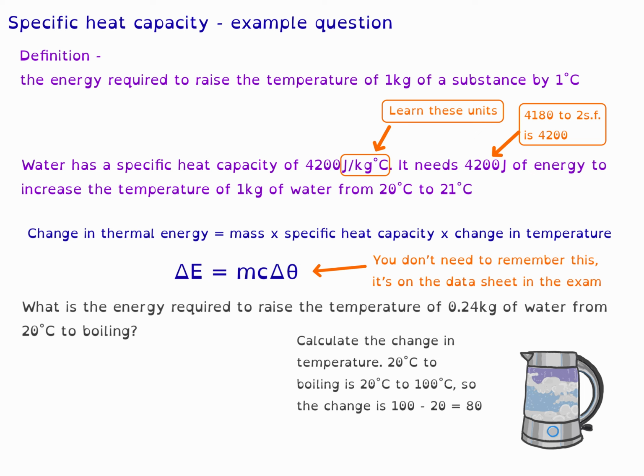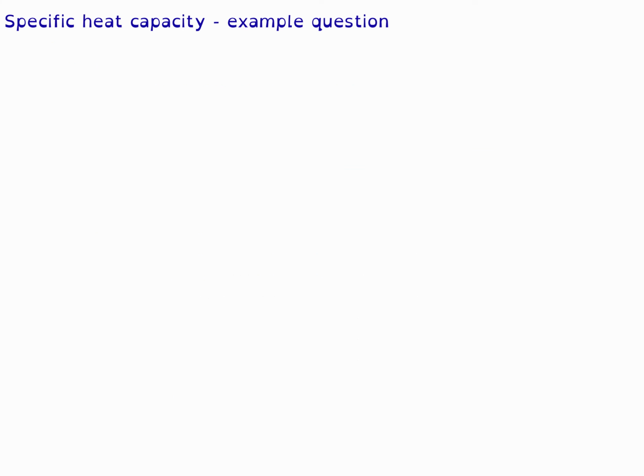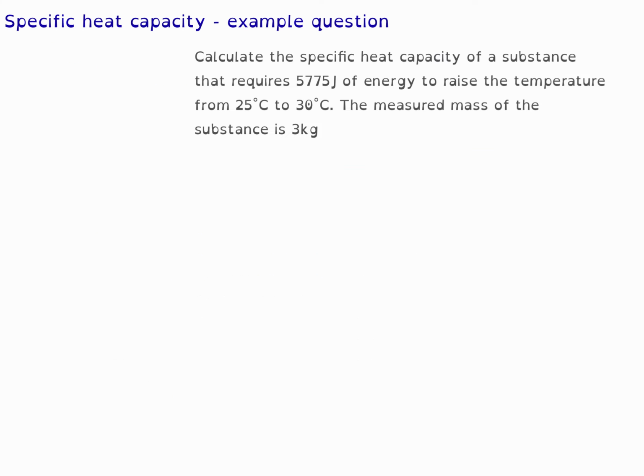Next, we need to write down our equation, which is ΔE equals mcΔθ. And then we need to substitute in the information that we have from the question. We don't know our change in energy, so we leave that as ΔE, and that equals 0.24, which is our mass, times 4,200, which is the specific heat capacity of water, times 80, which is our temperature change. If we then use a calculator, we work out that our change in energy is 80,640 joules.